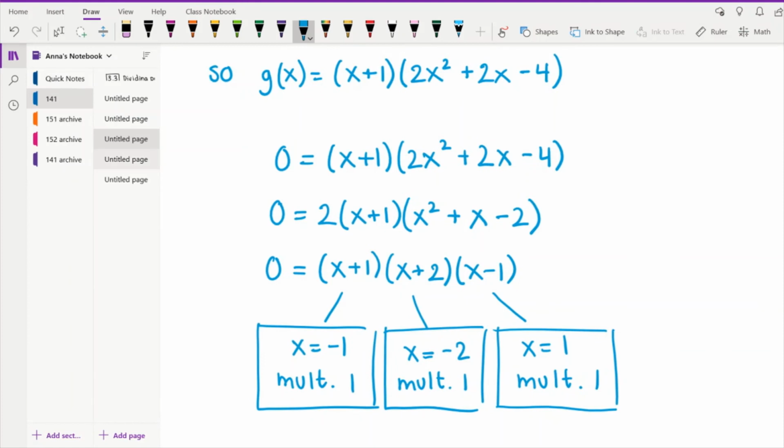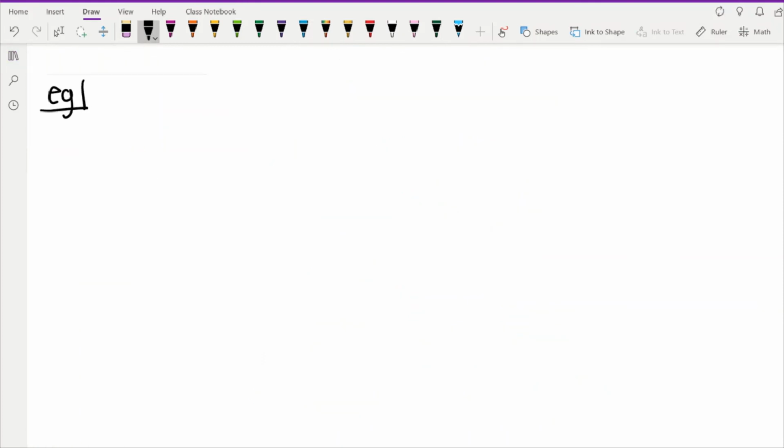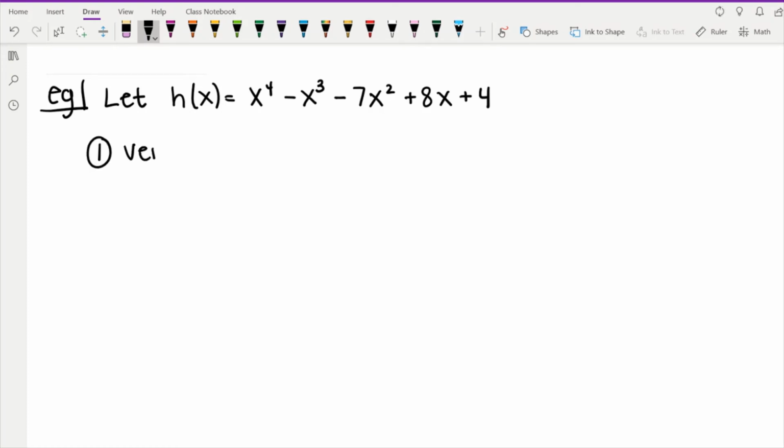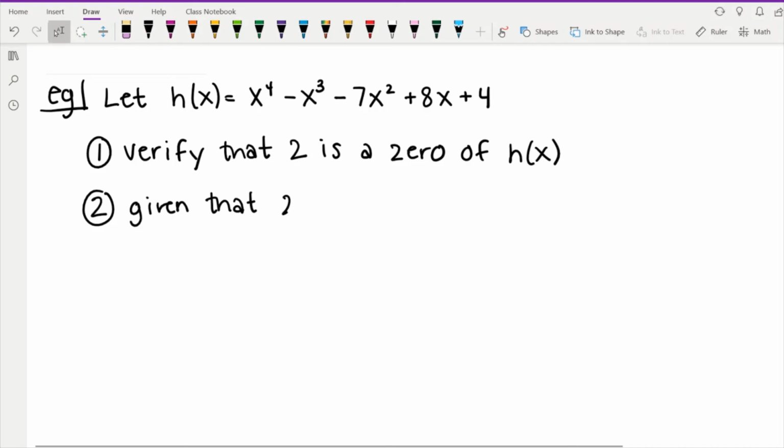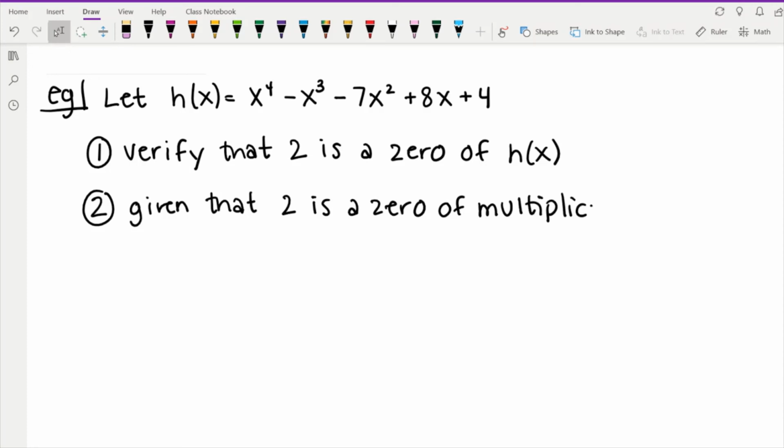Okay, so we're going to do one last example, and this one is, I think, a little bit trickier. So in this case, our function is going to be h of x is equal to x to the 4th minus x cubed minus 7x squared plus 8x plus 4. The first thing we're going to do is verify that 2 is a 0 of this polynomial. And then once we do that, we're going to assume, and we'll see that it's true, that given that 2 is not only a 0, it's a 0 of multiplicity 2, we're going to find all other zeros.